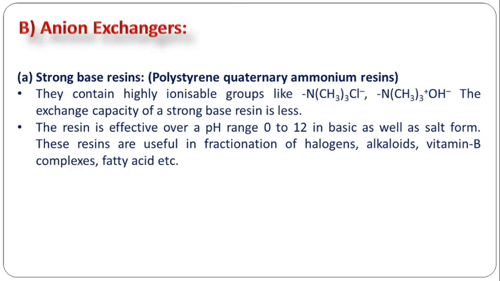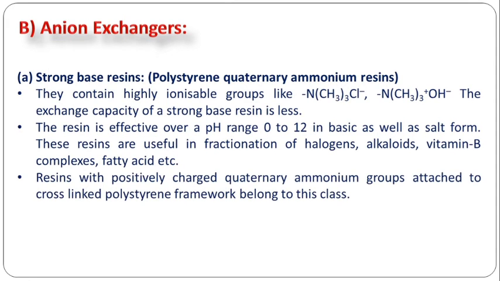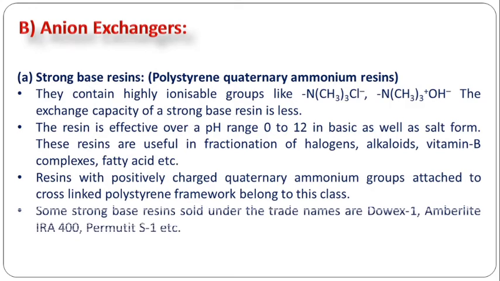These resins are useful for the fractionation of halogens, alkaloids, vitamin B complexes, fatty acids, etc. So these resins are useful for the separation of halogens, alkaloids, vitamin B complexes and fatty acids. Resins with positively charged quaternary ammonium groups attached to the cross-linked polystyrene framework belong to this class. That's why these are called polystyrene quaternary ammonium resins.